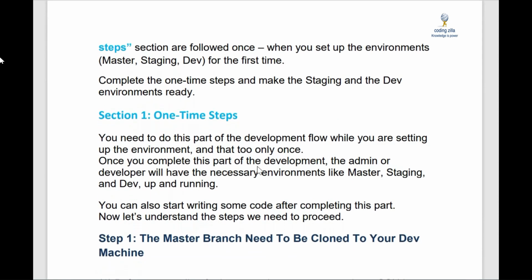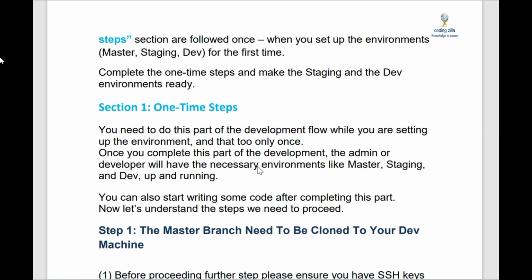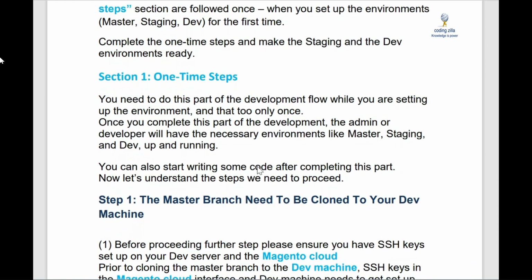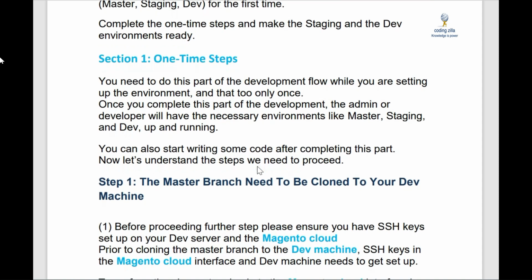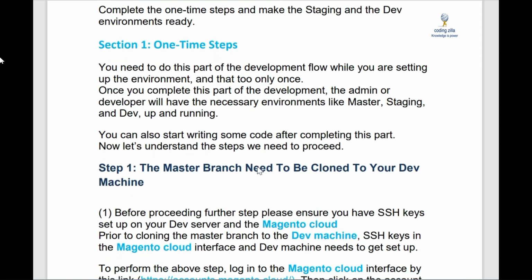Section 1 is the one-time steps. You need to do this part of the development flow while you are setting up the environment, and only once. When you complete this part, you will have the necessary environments, master, staging and dev, up and running. You can also start writing some code after completing this part.